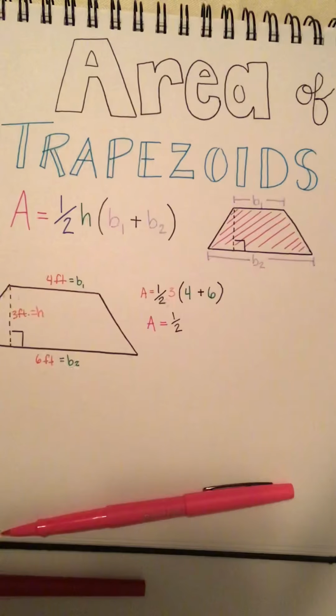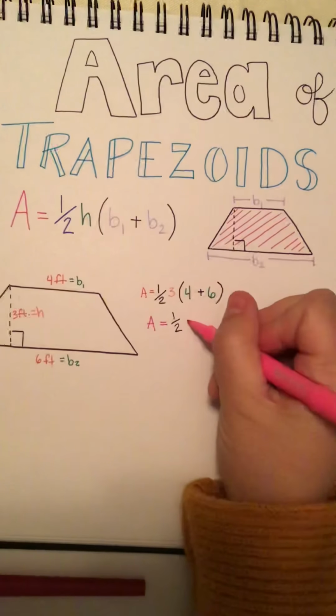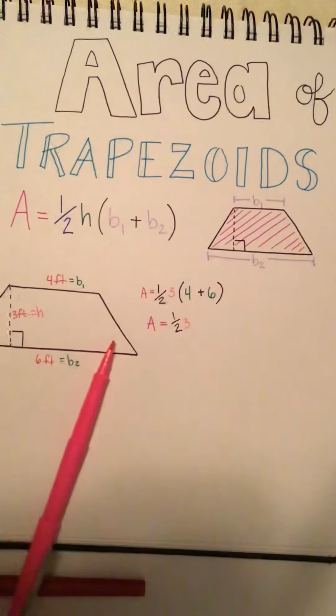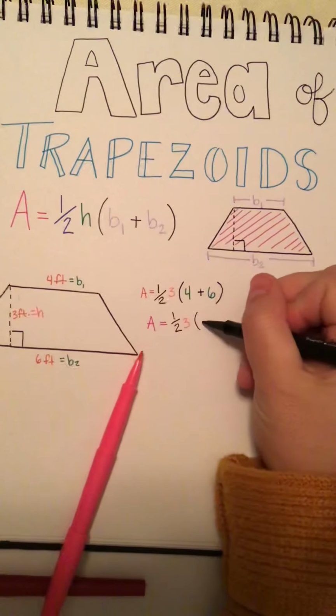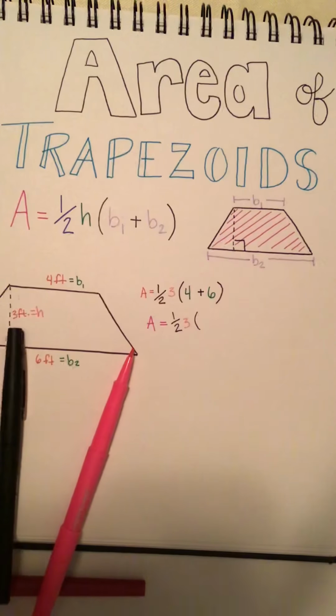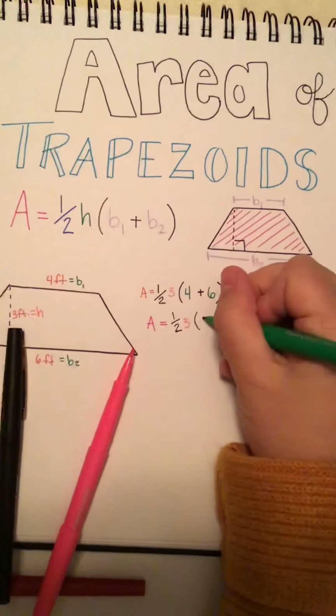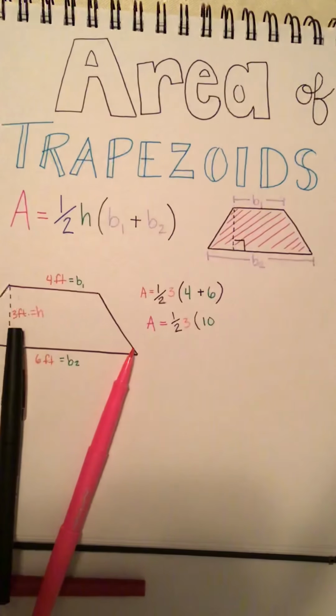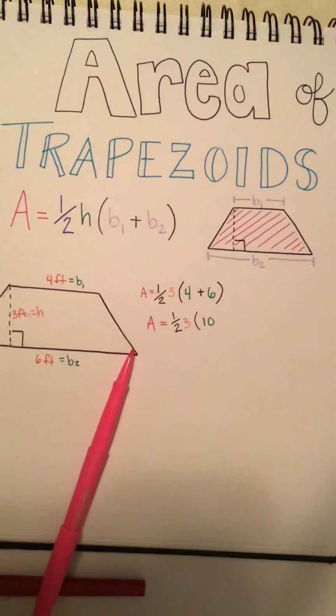Why did I do that? Times 3 times 4 plus 6, which would be, let's stick with using my green color, 4 plus 6, which would be 10. And then I'm going to close my parentheses because that ends it.